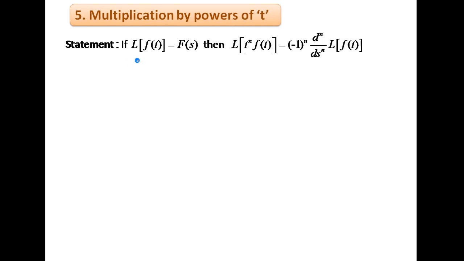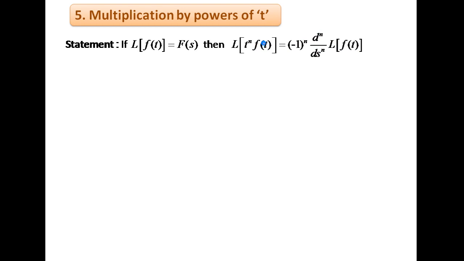Welcome. In this video we are going to see how to find the Laplace transform of a function multiplied by powers of t. So here is the statement. Suppose the Laplace of f of t exists. If your function is multiplied by t raised to n, meaning t square, t cube, anything, then we can find its Laplace transform by using this formula: minus 1 raised to n, d^n upon ds^n, Laplace of f of t.